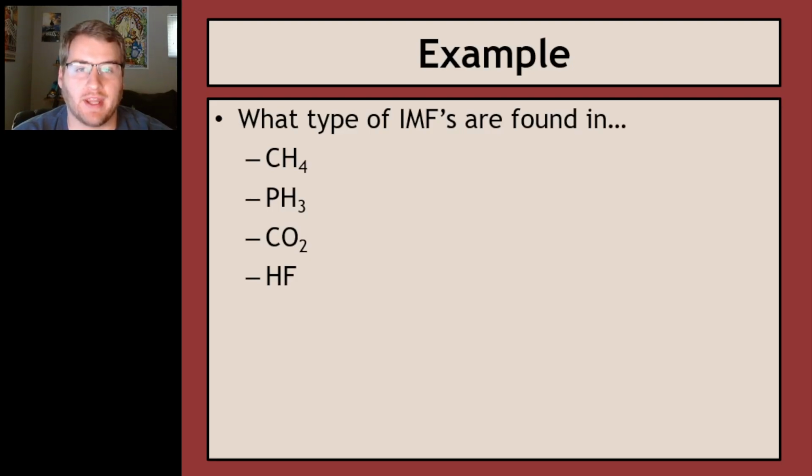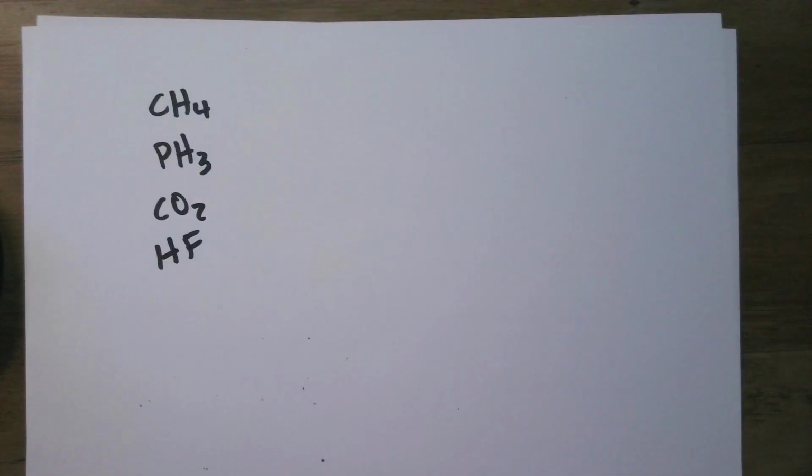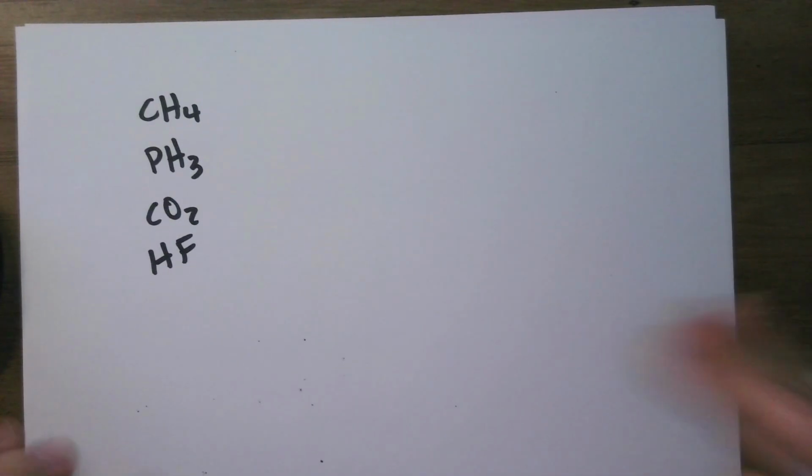Okay, we're back. We got a camera now. All right. What types of IMFs are found in each of the four is what we kind of left off on. And so all I have here, I just wrote them all down. And we're going to start with what type of IMFs they have.